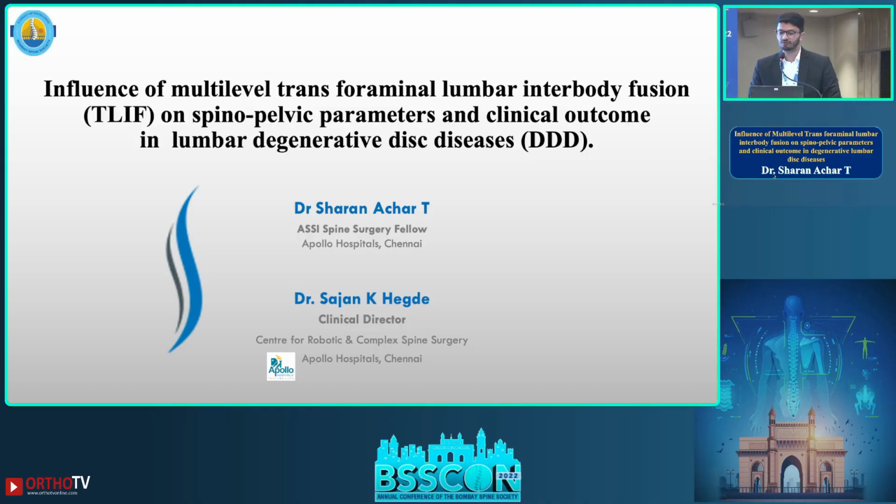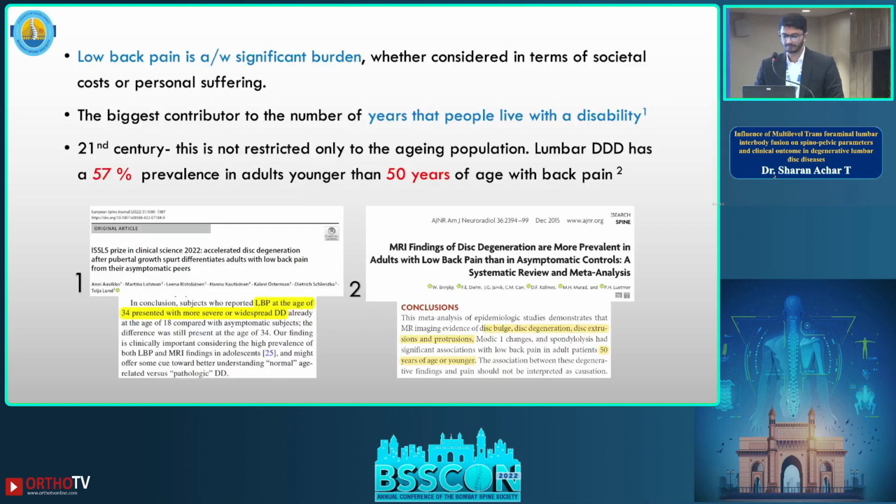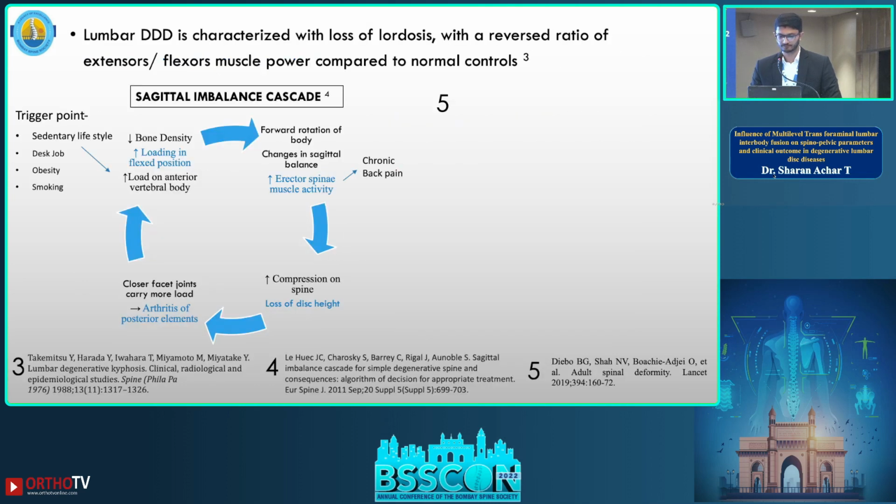The study is the influence of multi-level transforaminal lumbar interbody fusion on spinopelvic parameters and the clinical outcome in lumbar degenerative disc diseases. Low back pain is associated with significant burden, whether considered in terms of societal cost or personal suffering. This is the biggest contributor to the number of years that people live with a disability. In this 21st century, this is not only restricted to the aging population, but there's a high prevalence of 57% in young adults less than 50 years of age.